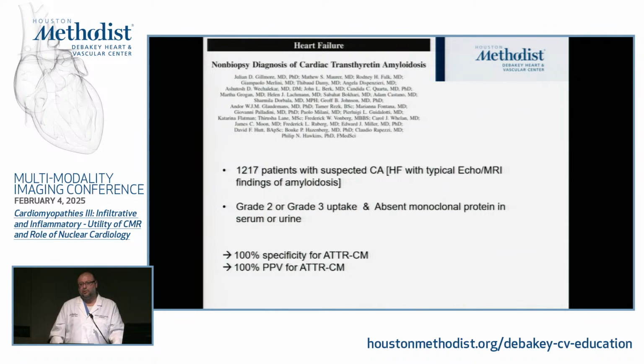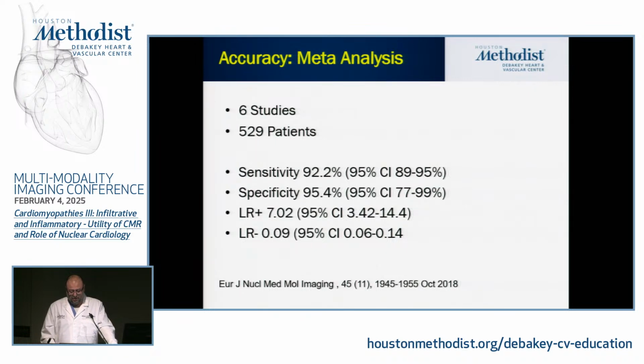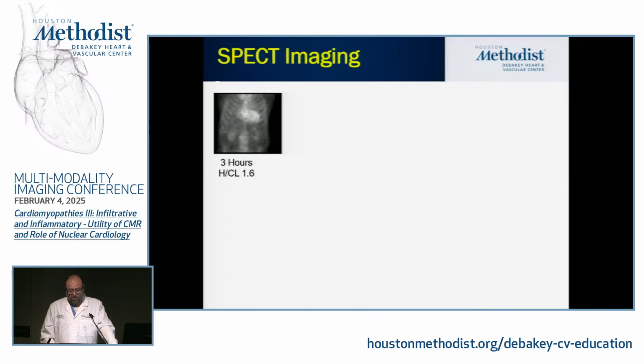Now the numbers look too high. That's probably very much because the prevalence of disease in this cohort was almost 70%. So it is very high, and that's why you have the very high positive predictive value. In the meta-analysis, it's ranging around sensitivity of 92 and specificity of 95%. So the whole field has moved on completely to SPECT imaging.